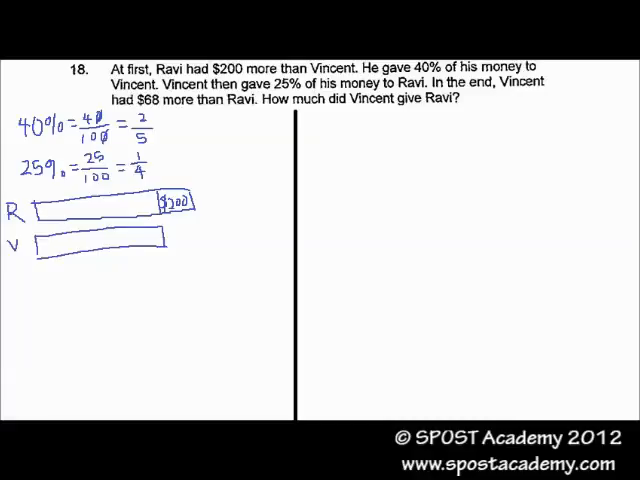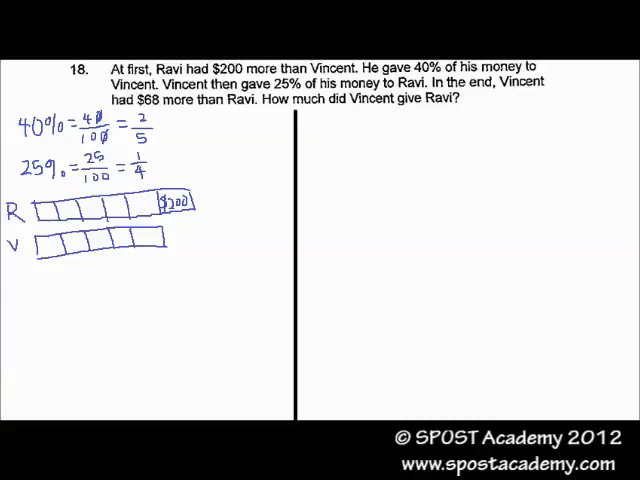Now he gave 40% of his money to Vincent. So Ravi gave 40% of his money to Vincent. So Ravi gave 2/5 of his money to Vincent. In this case, we need to cut Ravi's unit model into 5 units. So 1, 2, 3, 4, 5. We will do the same for Vincent to make them equal, right?